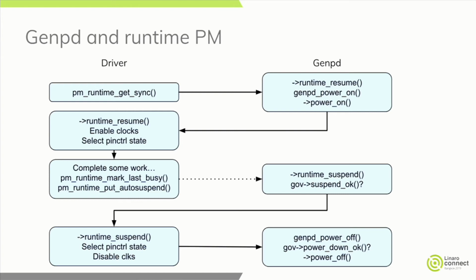Yeah, so yes, there's the AMBA bus. In the AMBA bus case, there is a bus clock that's being managed by the AMBA bus. So that's one of those cases. In that scenario, Genpd is going to call the runtime resume callback of the bus, and then it's up to the bus to continue calling the driver callback. So there might be several layers in between.